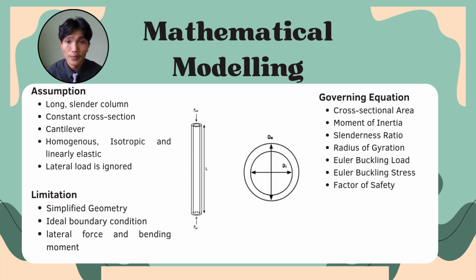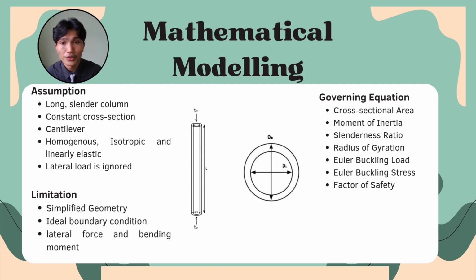To make the model solvable, we apply several key assumptions. One of them is that the column is long, slender, and has a constant circular cross-section. The tower behaves as a cantilever, fixed at the base and free at the top. The material is assumed to be homogeneous, isotropic, and to behave linearly elastic. And importantly, we assume that only axial loading is present and lateral forces like wind are ignored.